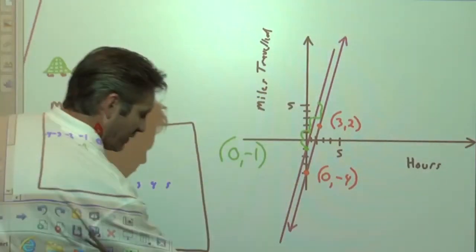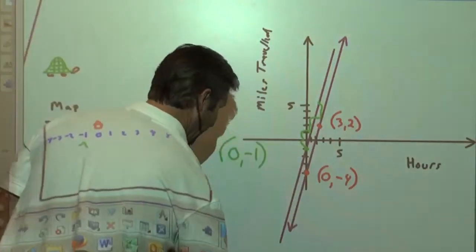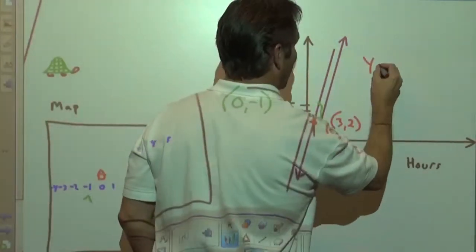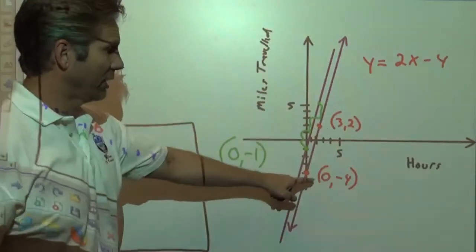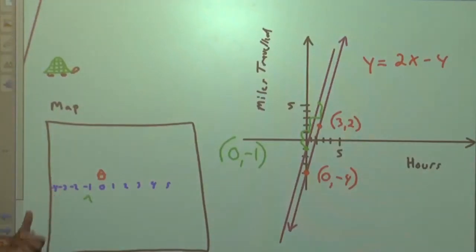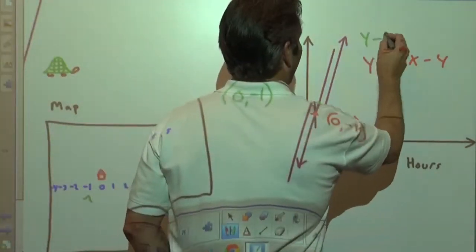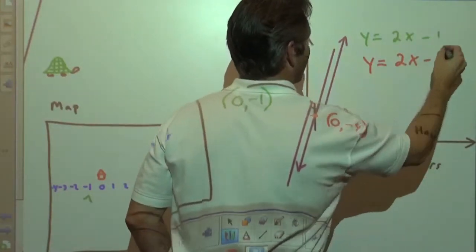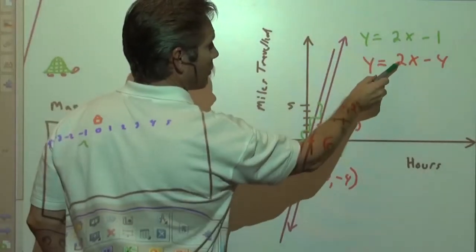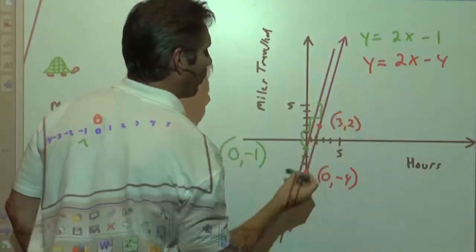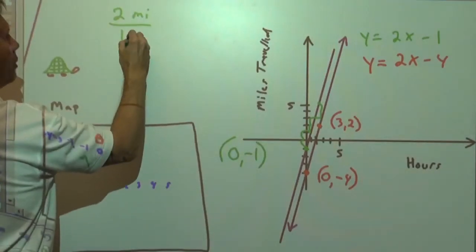By the way, that first line, let's write that in red. The first line, if you recall, was y equals 2x minus 4. That's when the turtle started at 4 miles to the west of the house. The second line is the line y equals 2x minus 1, and they're parallel. Notice how they have the same slopes, the same rates of change. In both cases, the turtle is going 2 miles per 1 hour.